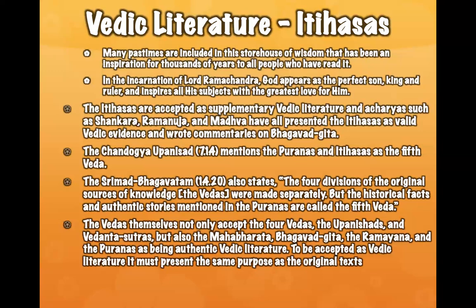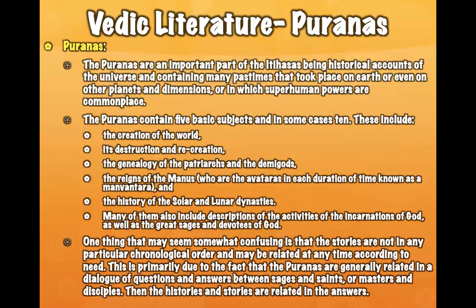To be accepted as Vedic literature, it must present the same purpose as the original texts. So let's have a look at these Puranas. There's loads of them. We'll just give a brief idea of what each Purana has. There are 18 main Puranas, there are 18 sub-Puranas, but we'll just look at the main Puranas. The Puranas are an important part of Itihasa, being historical accounts of the universe, and contain many pastimes that took place on Earth, or even on other planets and dimensions, or in which superhuman powers are commonplace.